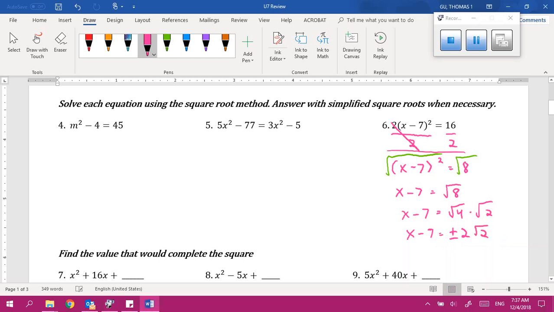All right, we got one more step here to get x by itself. What do we need to do? Plus 7. And so what's your final answer then? Very good, and that's your answer. Nice.